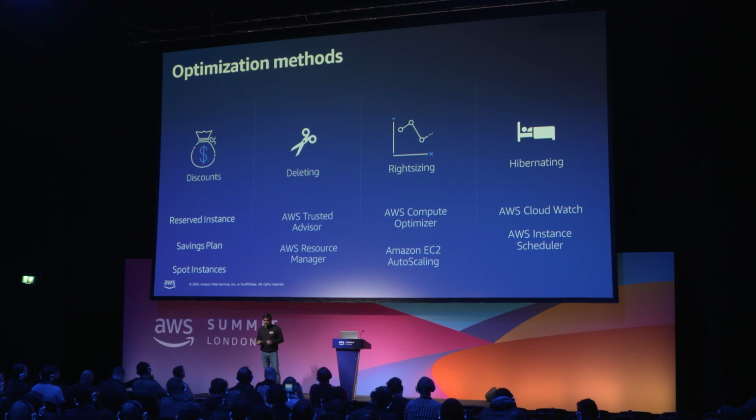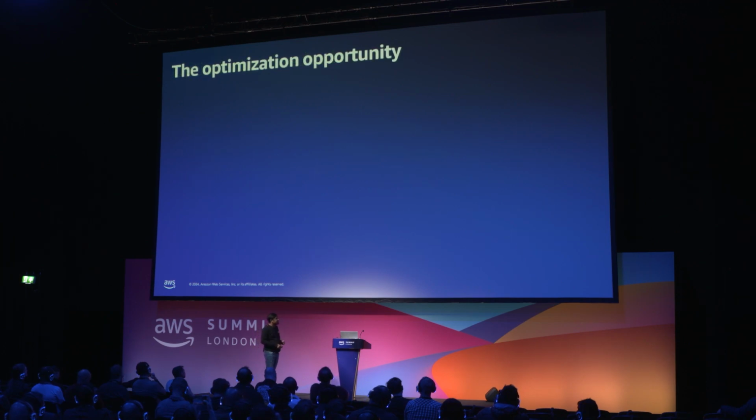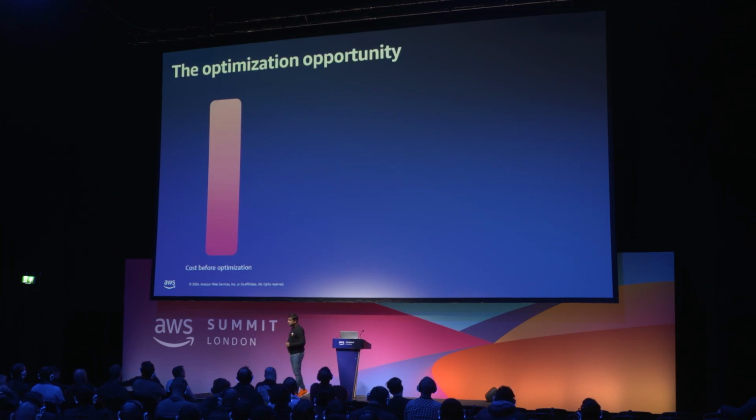So we took a look at the 4 methods and some of the tools that could help you to automate them as well. So let's take an example. Let's take an AWS bill. This is an AWS bill before an optimization. Let's go through these methods to see how this reflects if we apply these recommendations on an AWS bill.